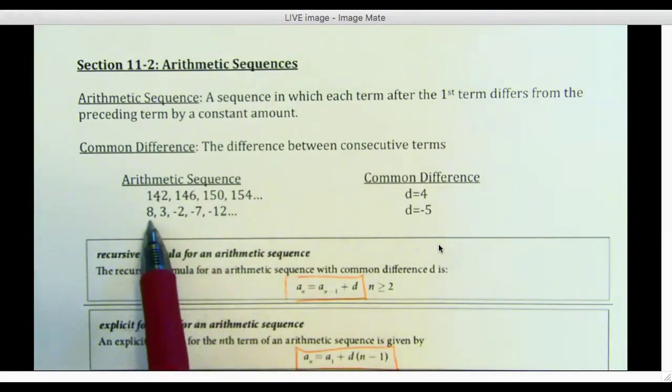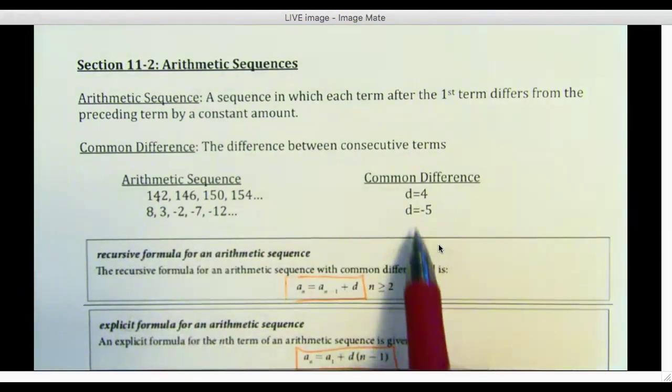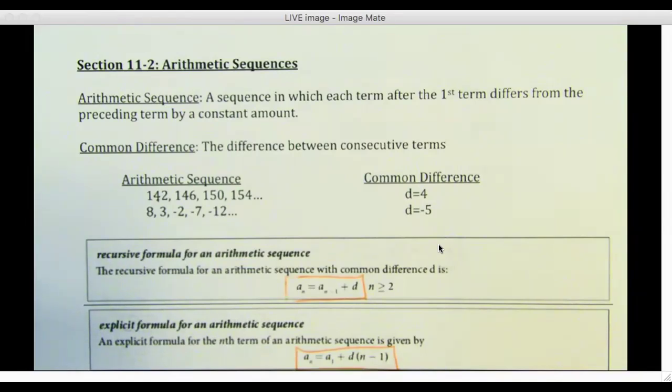Or we can reduce by a number. So 8 to 3 would be minus 5, would be negative 2, minus 5 would be negative 7, and so on. And there, a common difference would be negative 5.